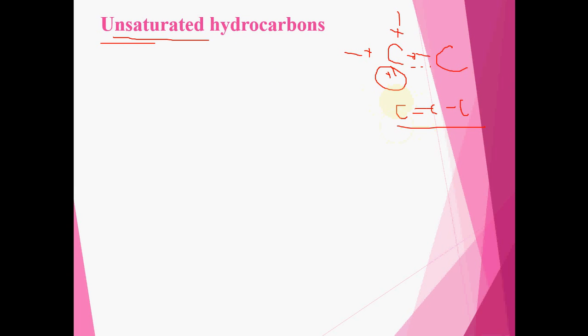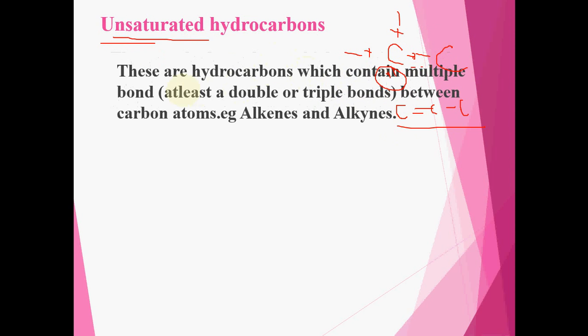So we're simply saying such unsaturated hydrocarbons are hydrocarbons that contain at least a double bond or a triple bond between carbon to carbon atoms. Now, in this case I said they might contain multiple bonds. By multiple bonds I meant they might contain at least a double bond or a triple bond. Now why am I saying a double bond or a triple bond? Alkenes have double bonds. Alkynes have triple bonds.